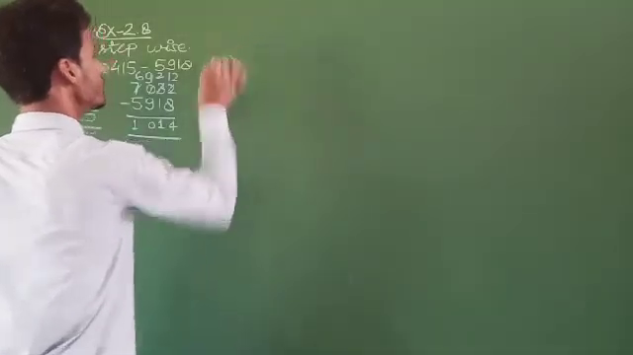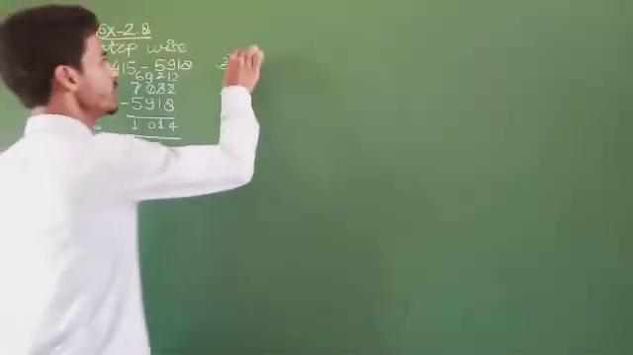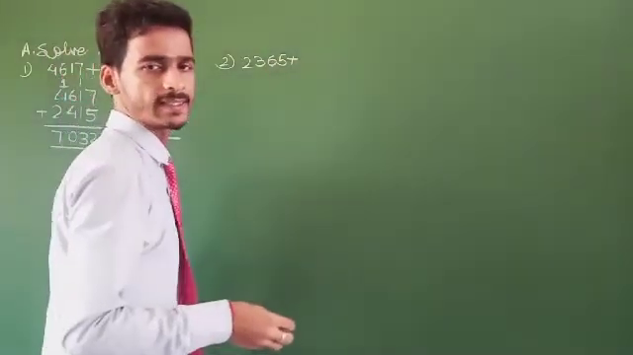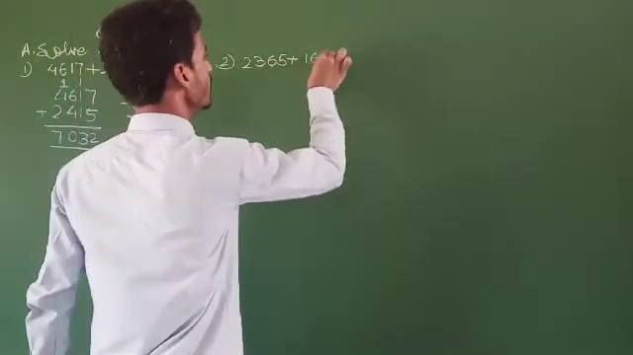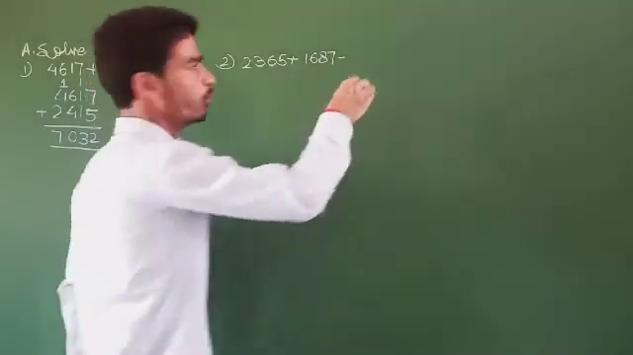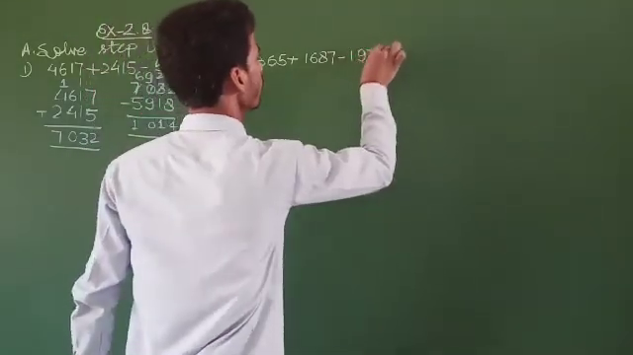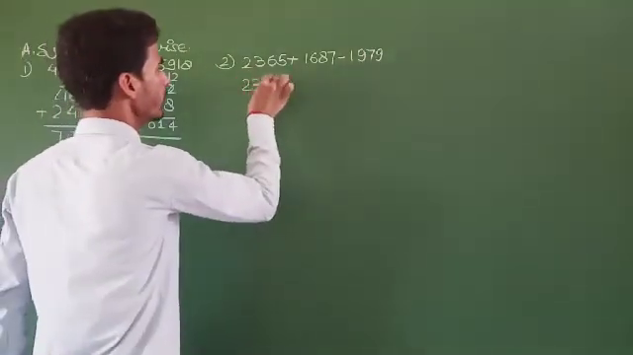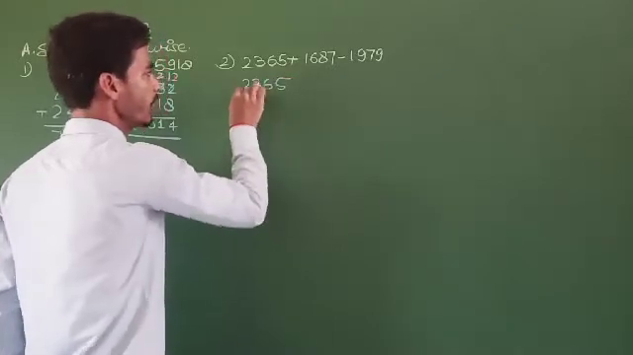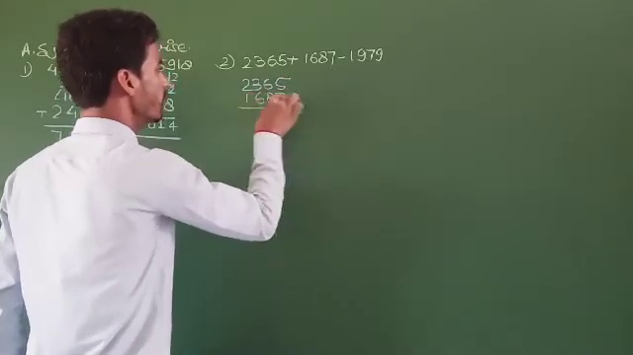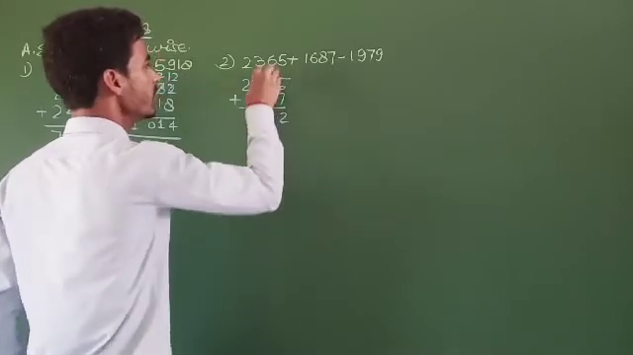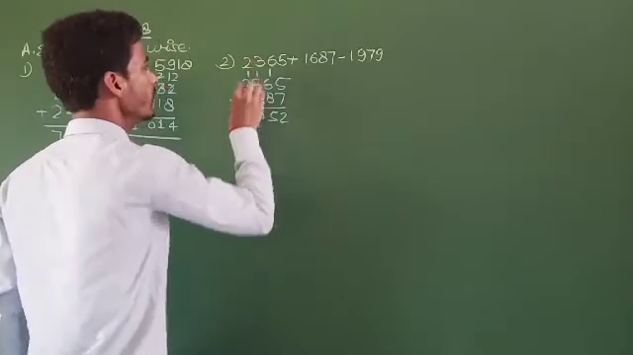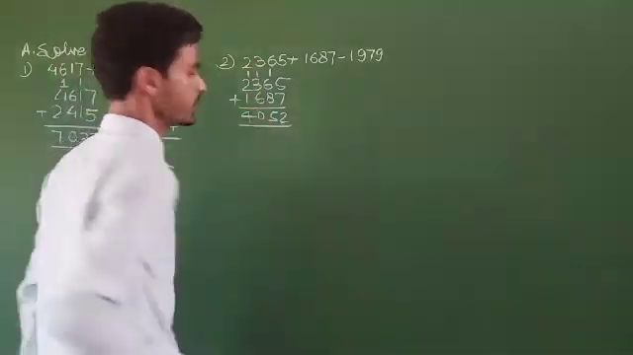The second one is 2365 plus 1687 minus 1979. Okay, let's solve it. Firstly we have to add 2365 and 1687. 5 plus 7 is 12, 2 and 1 carry; 6 plus 8 is 14, plus 1 is 15, 5 and 1 carry; 3 plus 6 plus 1 is 10, 0 and 1 carry; 2 plus 1 plus 1 is 4. That is 4052.